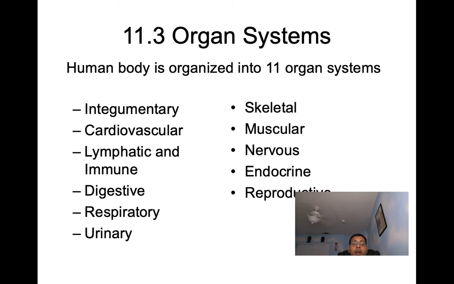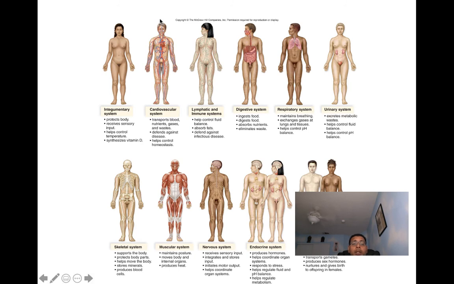So first we can start with integumentary. You can see it protects the body, it receives sensory input, it helps control temperature, and it's responsible for synthesizing vitamin D. When you talk integumentary system, it's going to be made up of your hair, skin, and its appendages. So go through every system just like that.